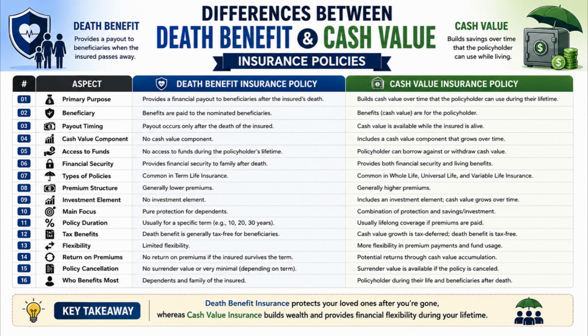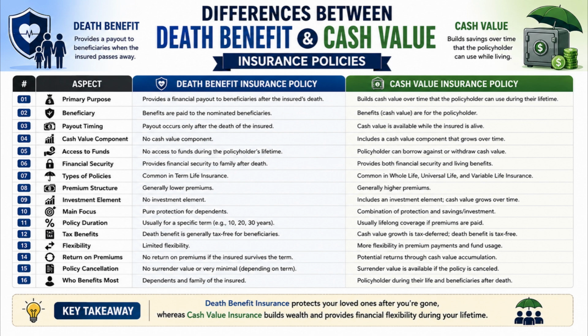Number 11. Death benefit insurance policies are usually valid for a fixed term such as 10, 20, or 30 years, whereas cash value insurance policies often provide lifelong coverage if premiums are paid. Number 12. In death benefit insurance, beneficiaries usually receive tax-free payouts, whereas in cash value insurance, the cash value grows on a tax-deferred basis and the death benefit is often tax-free as well.